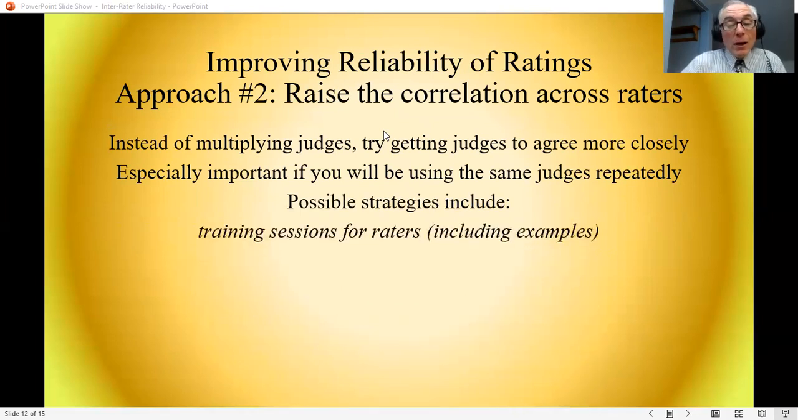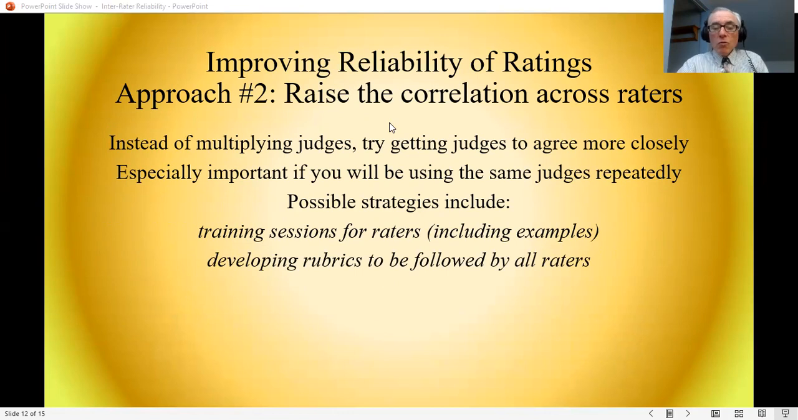One approach is to train them, have a kind of training program, and the training would include examples. So, if it was paintings, here are examples of well-executed paintings. These are not so well-executed. So you're trying to get them more calibrated through a period of time when they're actually collaborating, working together, and reaching a general agreement about the nature of what they're looking for before they go off and start doing things independently. And of course, you're providing supervision.